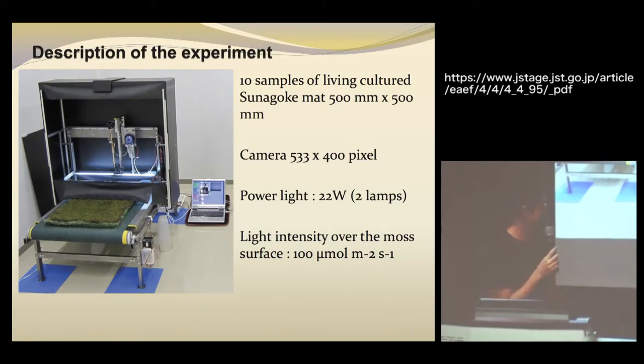So here, a little description of the experiment. They decided to take 10 samples of Tsunago moss. Here is the camera, and there are 2 lamps. The power of the 2 lamps is 22 watts, and the light intensity is about 100 micromole per meter squared per second.